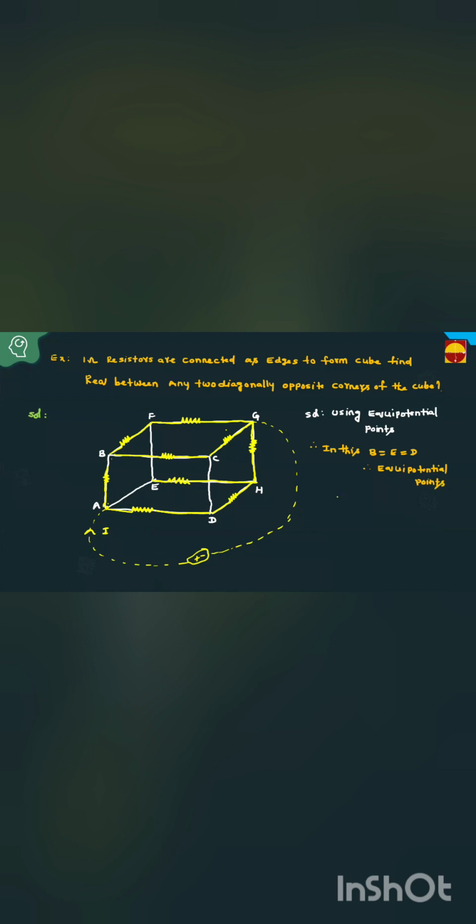And one more set is F equal to C equal to H. That is also equipotential points. Take from the positive terminal side; how to check, I already explained. F equal to C equal to H is also equipotential. Then we can join the equipotential points now. B, E, D are joined like this, and F, C, H are joined.